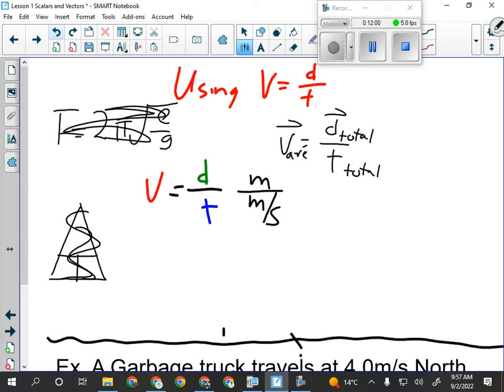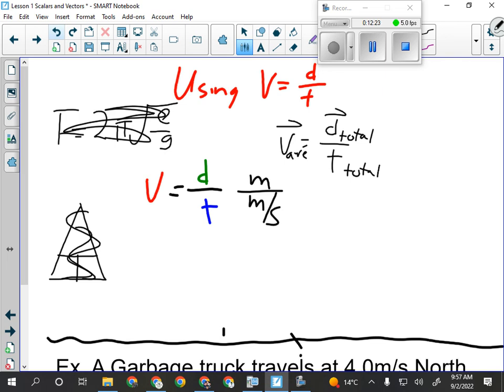But if I have a question that has multiple parts to its trip, then I might have to go, okay, I had a displacement of this much in part 1 and a displacement of this much in part 2. What's the total displacement over the whole trip? Oh, and part 1 took this long and part 2 took this long. What's the total time for the entire trip? I have to combine them in a question like that.